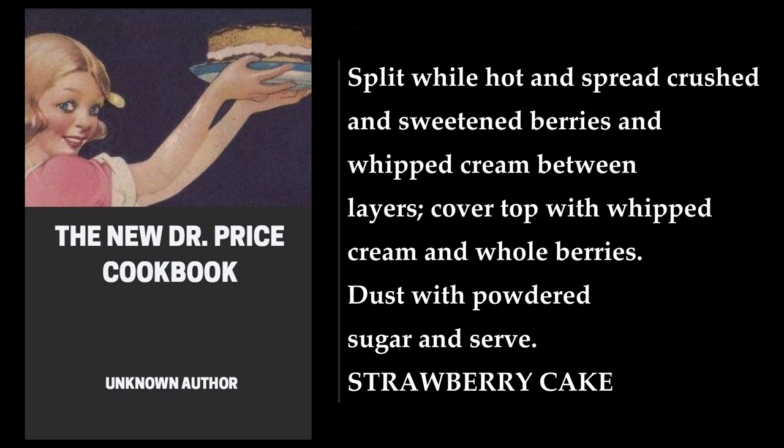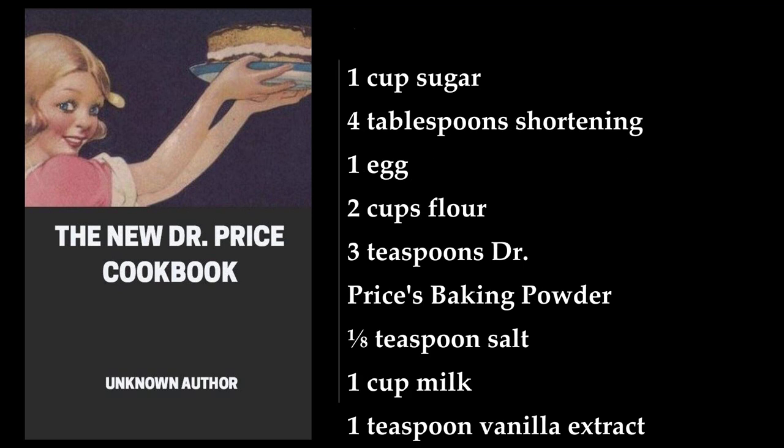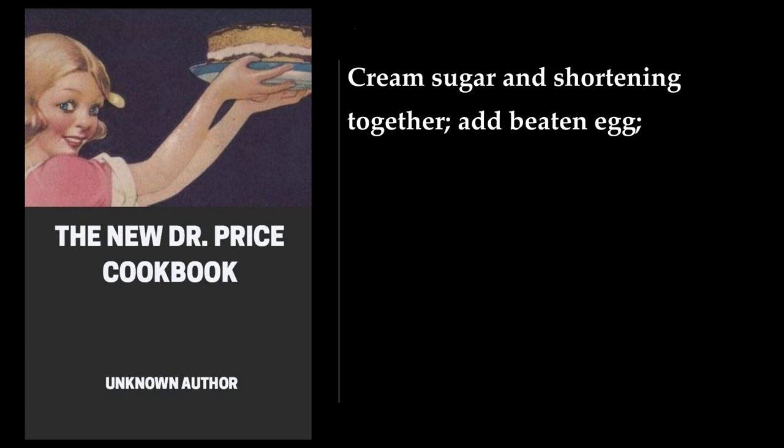Strawberry cake. 1 cup sugar. 4 tablespoons shortening. 1 egg. 2 cups flour. 3 teaspoons Price's baking powder. 1/8 teaspoon salt. 1 cup milk. 1 teaspoon vanilla extract. 1/2 pint heavy cream. 1 quart strawberries. Cream sugar and shortening together, add beaten egg.